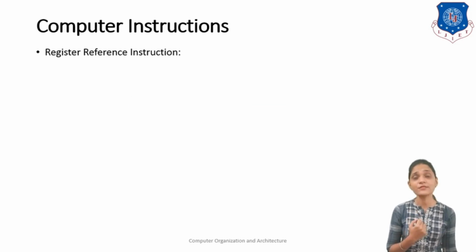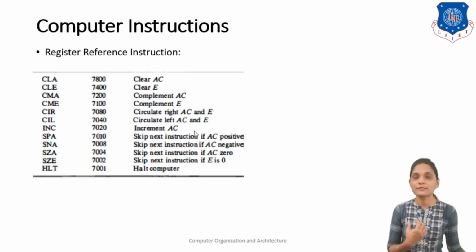In the register reference instructions, you are performing some operation on the content of the accumulator. Okay, so let me see the register reference instructions one by one. First one is CLA, the instruction for clear accumulator. In this instruction, the content of your accumulator is going to be cleared. Okay, and this term represents its hex code. How these hex codes are generated, we will see further.